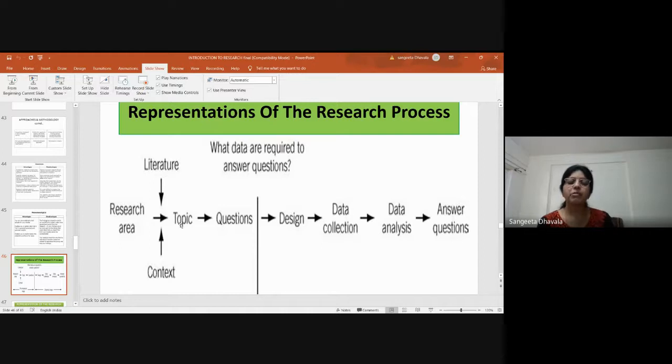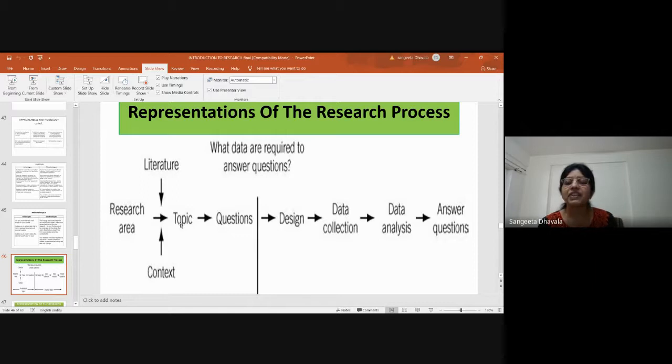Even in women, I want to compare between urban women and rural women. I want to compare between employed women and unemployed women. All these things I want to compare between the age groups into which they fall. So now my topic is clear. I have framed my questions.